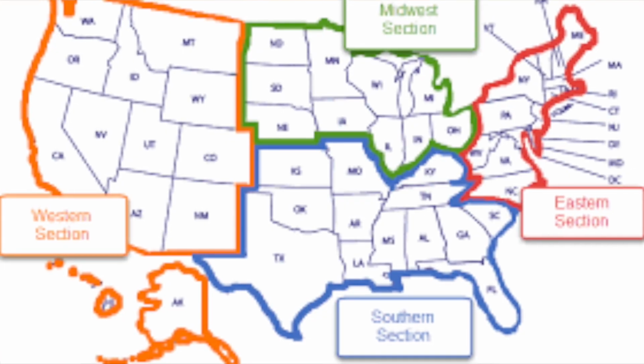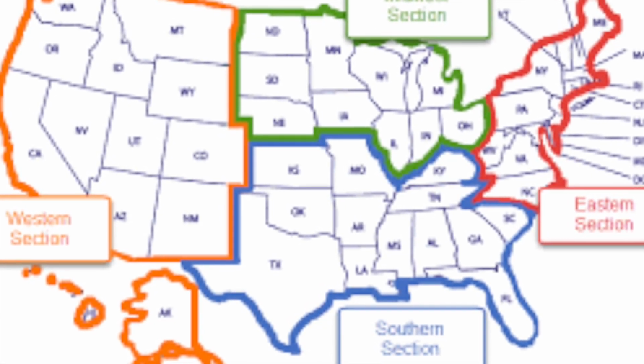The states within the United States are divided into 4 broad regions. So there's the East, Midwest, South, and West region.